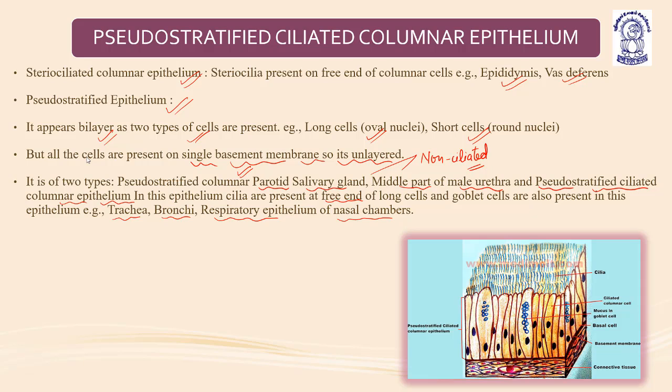After simple epithelium, I discussed the pseudostratified ciliated columnar epithelium. Understood? So I'll just revise for you that simple columnar epithelium has five modifications: brush border, glandular columnar, glandular brush border columnar, then the ciliated columnar, and then stereociliated columnar.